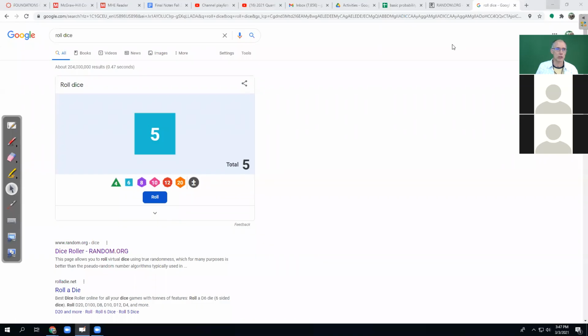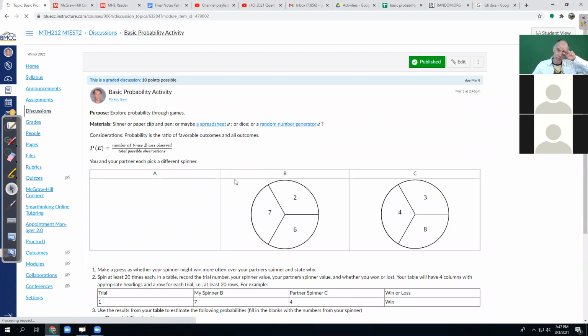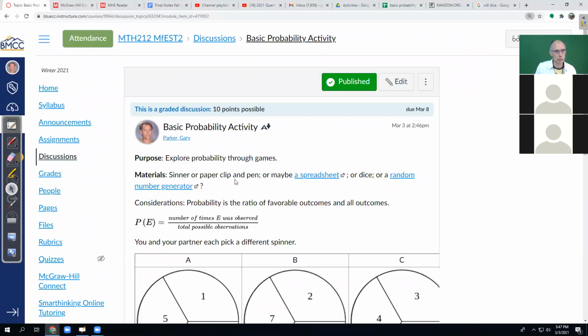So let's take a look at the activity, and then we've got to figure out how we're going to do the activity. So, basic probability activity here. This one I made a discussion because we're going to do it in groups, and I want each group to see the results of the other groups. Blow that up a little bit.